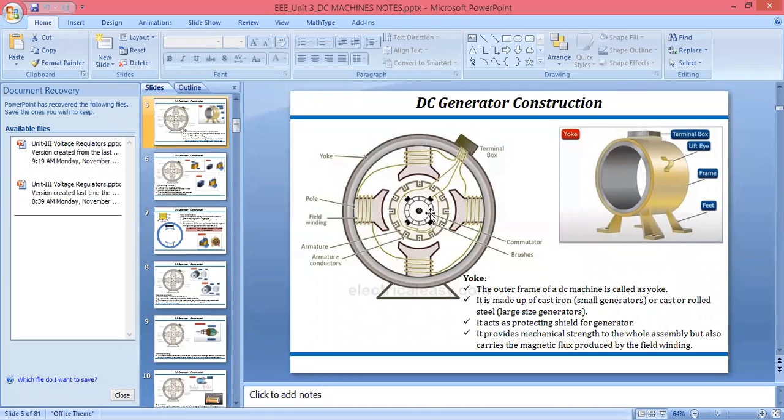Then we can see here the circular part. These all are the rotating parts. So the commutator, brushes, and armature conductors all work as the rotor in the DC machines because these will rotate. And on the armature we are putting the air gap. This air gap we are putting for the cooling purpose. So we have already seen these constructions in the DC generator and the DC machines.